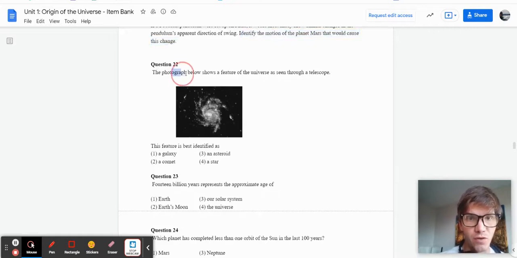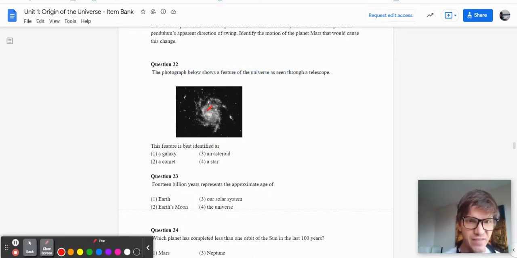22. The photograph below shows a feature of the universe as seen through a telescope. The feature is best identified as. It's a little bit tricky to see, but we can see some of these spiral arms here, indicating that this is a spiral galaxy, much like the Milky Way galaxy that we are in. In fact, if this were the Milky Way galaxy, we would be right about here, somewhere in the middle of one of those arms or those spirals.